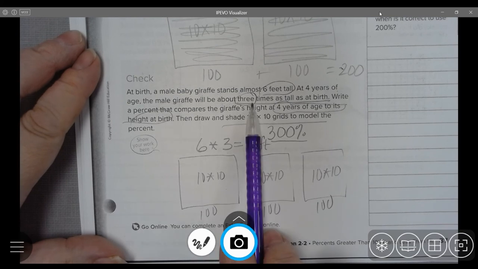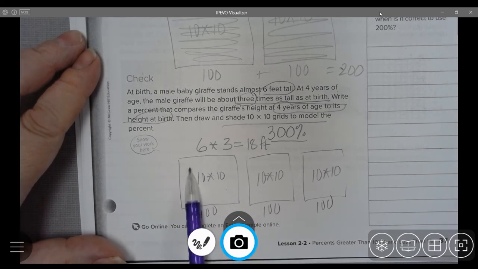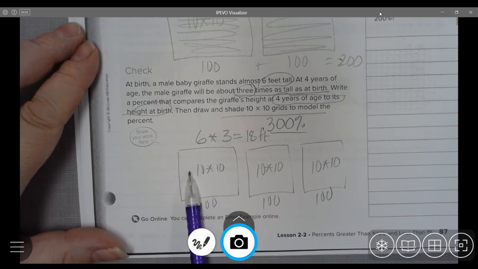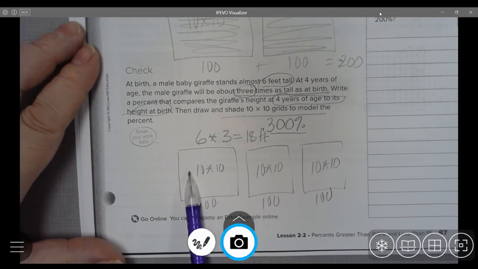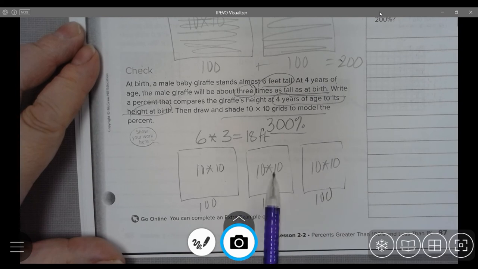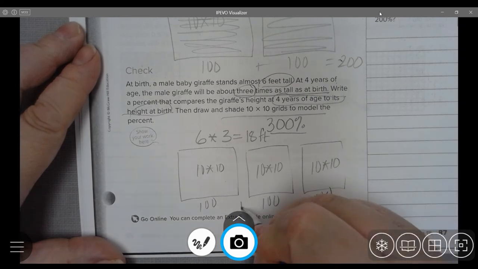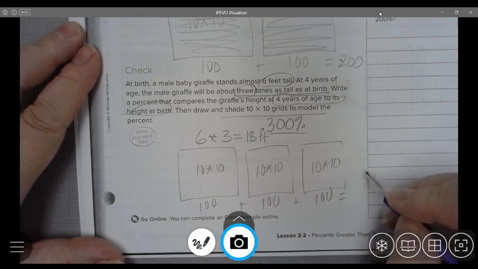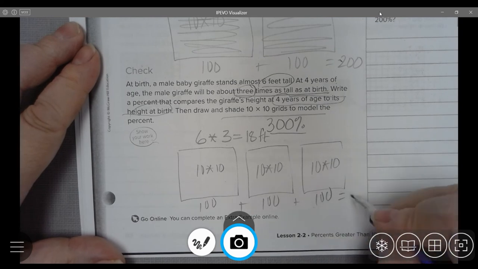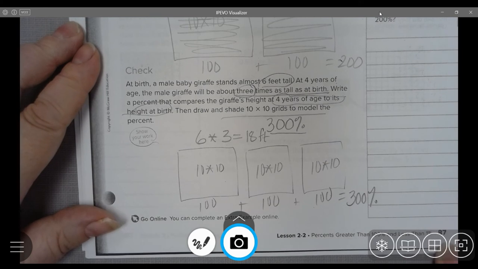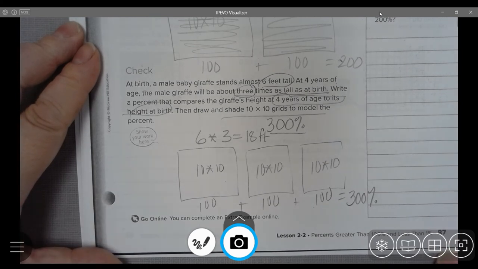So if I'm taking a look at the model, the visual cues to help me, it is this tall at birth, and then at 4 years, it's 3 times as much. So it would be all three of these, which would be 100% plus 100% plus 100%, which would be the 300%. That is all for page 87.